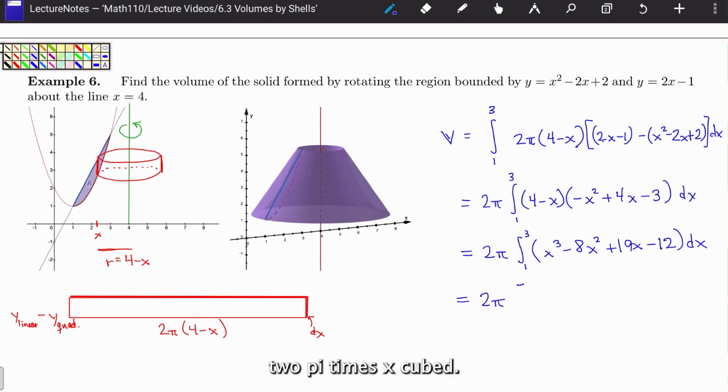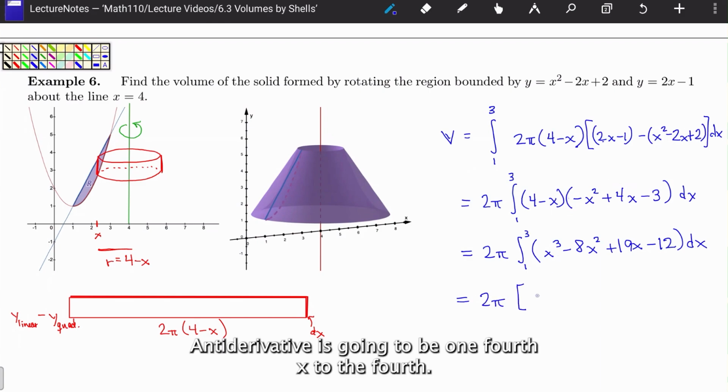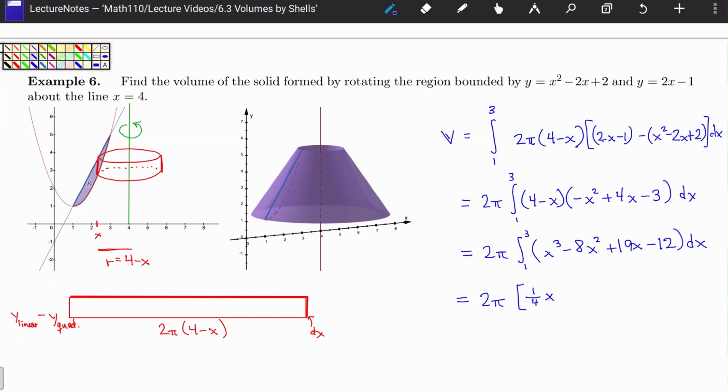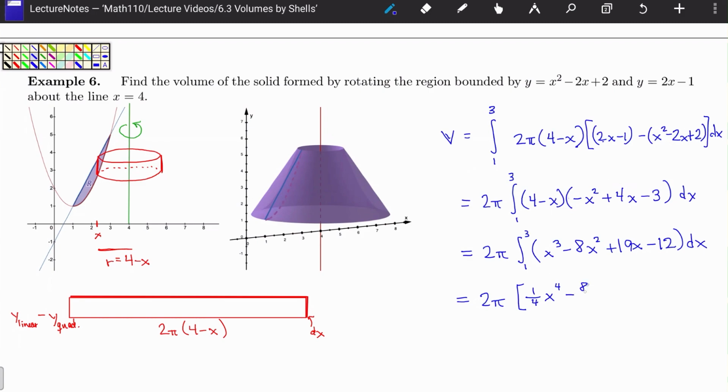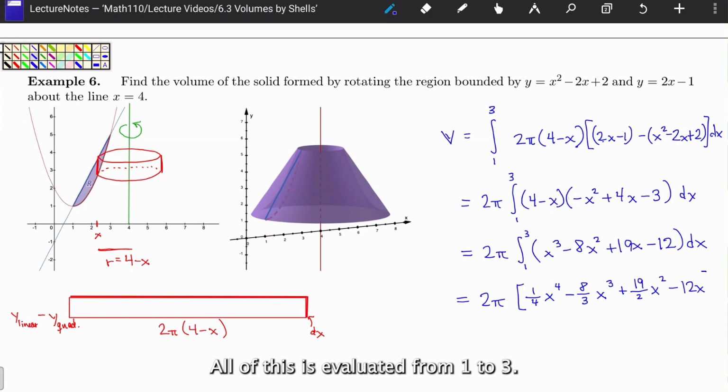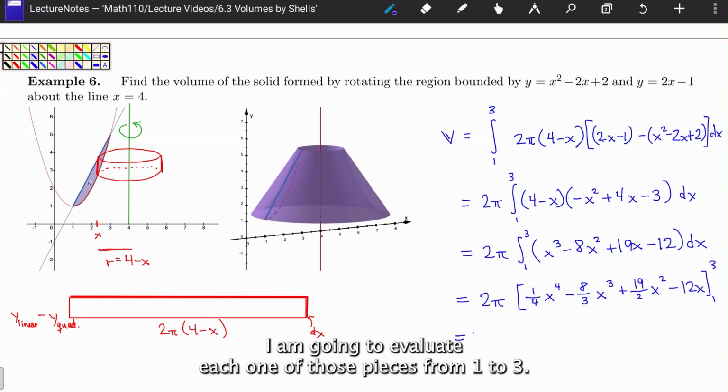Antiderivatives, 2 pi times x cubed. The antiderivative is going to be 1/4 x to the 4th. Here we're going to have minus 8/3 x to the 3rd power plus 19/2 x squared minus 12x. All of this is evaluated from 1 to 3. I am going to evaluate each one of those pieces from 1 to 3.